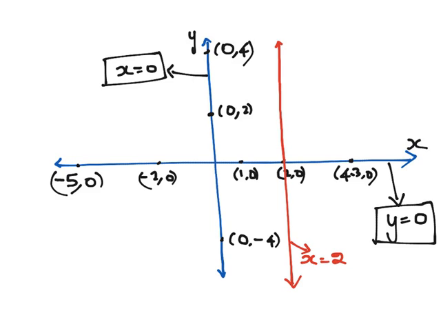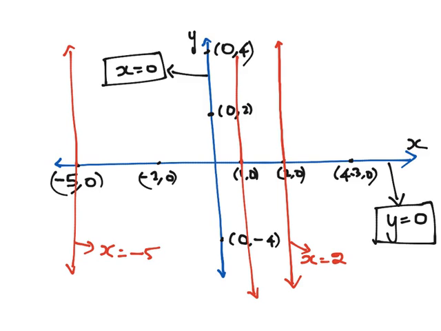Now it's very easy to remember. This line intersects the x-axis at the point (2, 0), so it is x equal to 2. Suppose I want to find the equation of this line, very simple. This is nothing but x equal to -5. Let us say I want to find the equation of this line. Again, it's very simple. The equation of this line is x equal to 1.